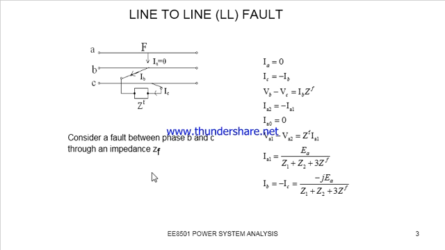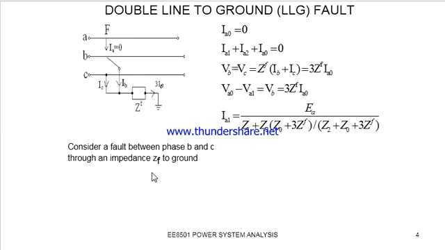And while considering the sequence network, IA2 is equal to minus IA1 and IA0 is equal to 0. So VA1 minus VA2 is equal to ZF into IA1. Therefore IA1 is equal to EA by Z1 plus Z2 plus ZF. And IB is equal to minus IC is equal to minus jEA divided by Z1 plus Z2 plus ZF. This is the case of line to line fault.